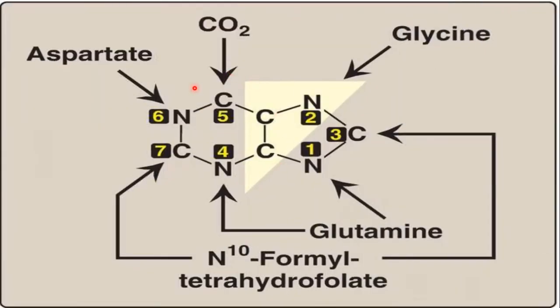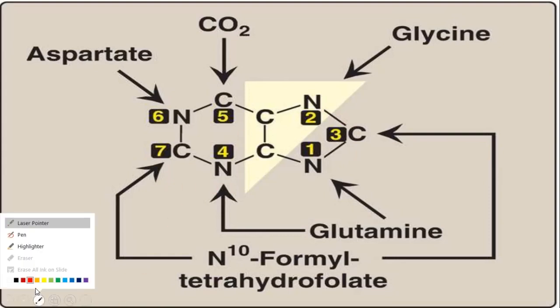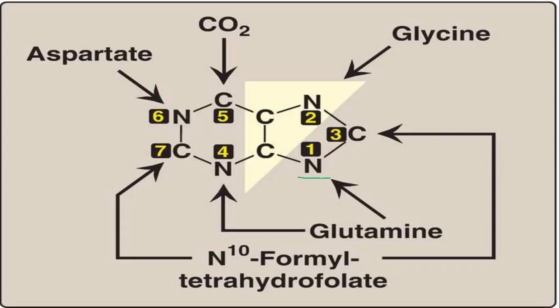Now, this is the purine ring. But let me first clarify so that I don't confuse some of you. You can see this nitrogen here. It is the first one to be added. This is not the numbering of the elements in the purine ring. The way I've put them is the way they are usually added. So this is the first one to be added, and it comes from the amino acid glutamine.